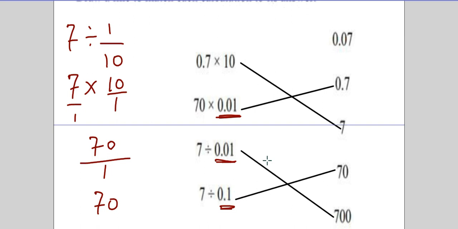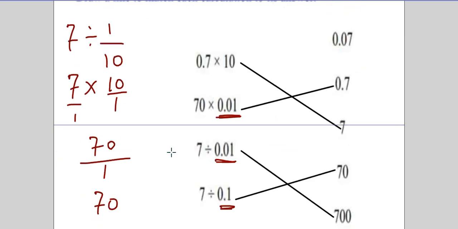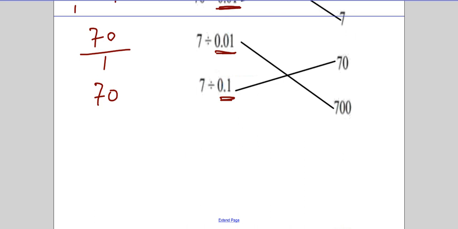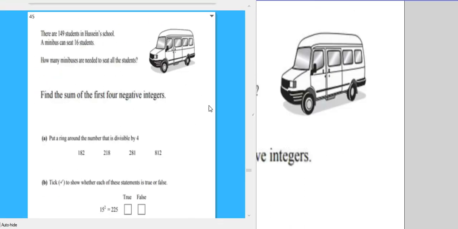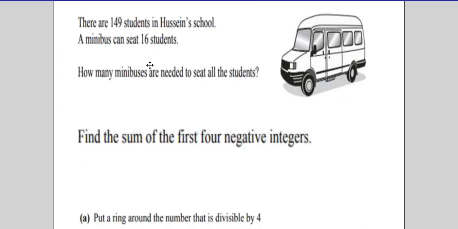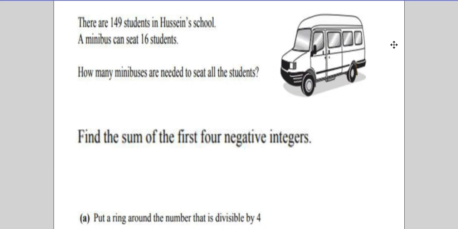I hope that helps. Let me check if we have another calculation. No, we don't have any other calculation. Move to next page. Okay, here we go. The next page is this third problem over here.